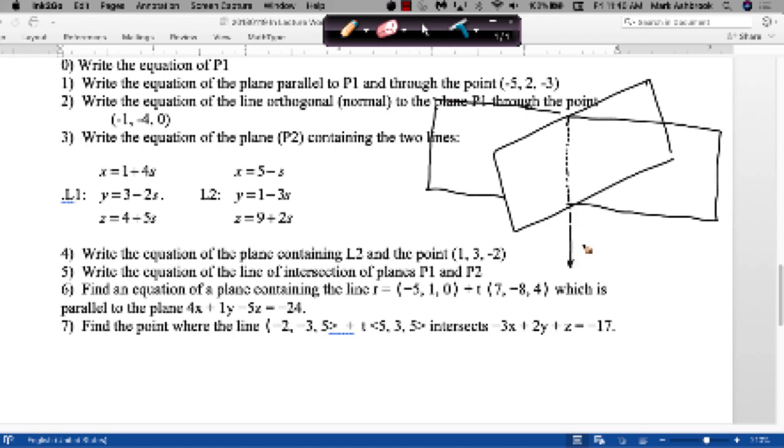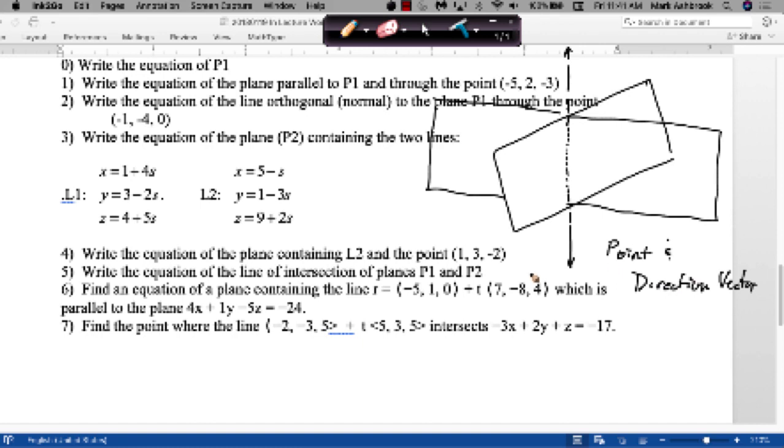So what do I need to write the equation of a line? This is to write the equation of the line that's the intersection of those two planes. So just in general, what do I need? Point and direction vector, right? Okay, so how am I going to get the point? Let's start with the point.